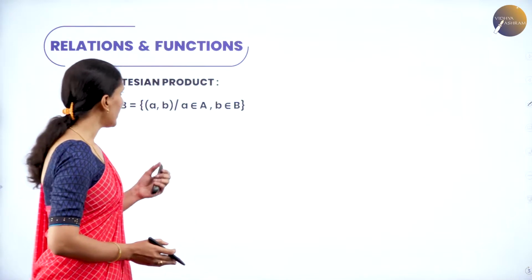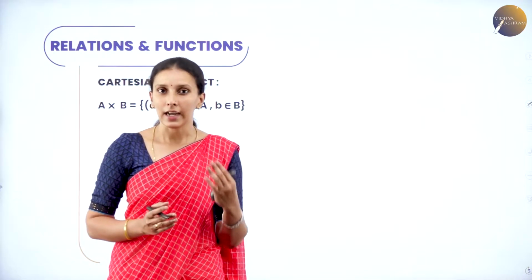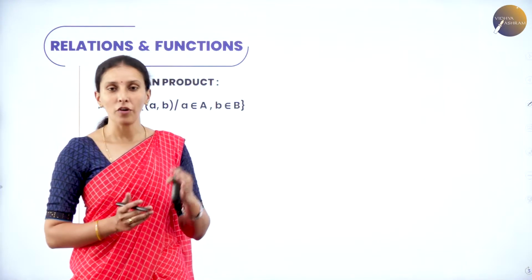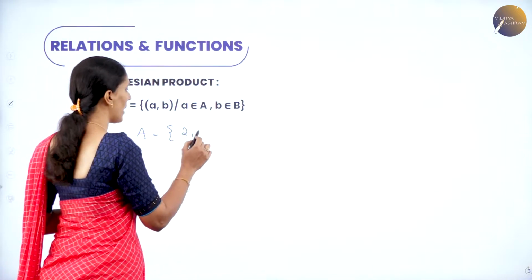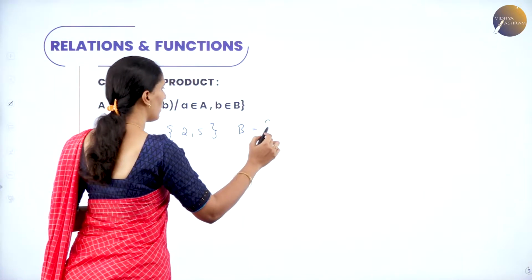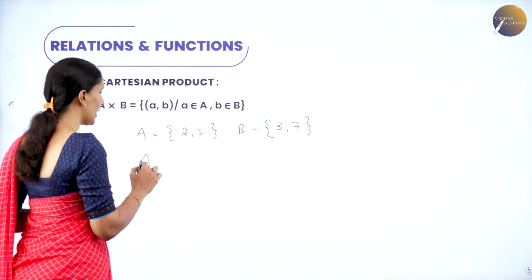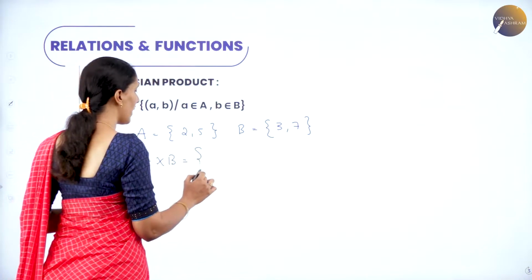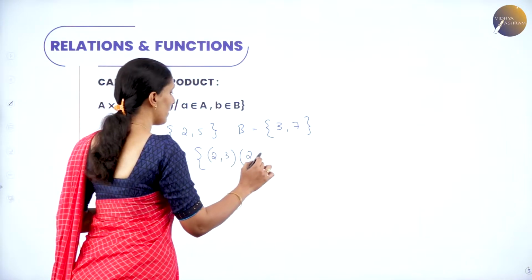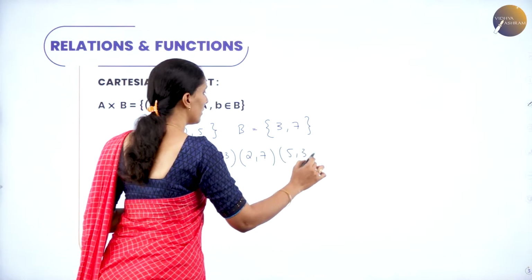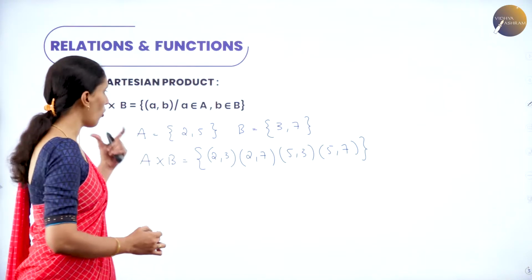Now let's see what is Cartesian product. We have learned that whenever you have any two sets, the Cartesian product will be written in the form of ordered pairs. Suppose I take set A is equal to {2, 5} and set B is equal to {3, 7}. Then how are we going to write A cross B? A cross B is a set of ordered pairs in the form of (2, 3), (2, 7), (5, 3) and (5, 7). This is how we are going to write the Cartesian product of any two sets.